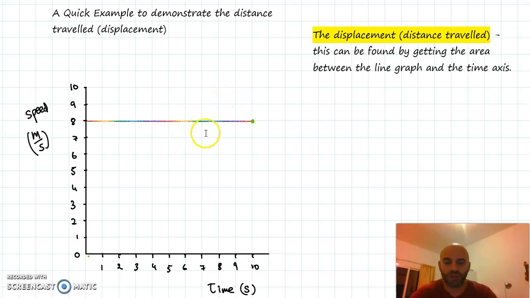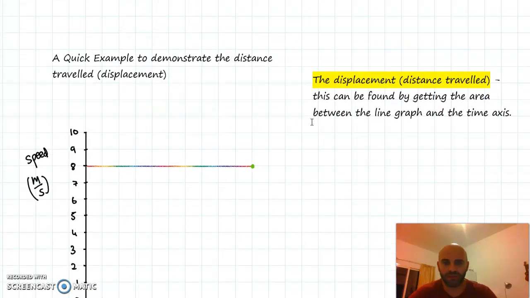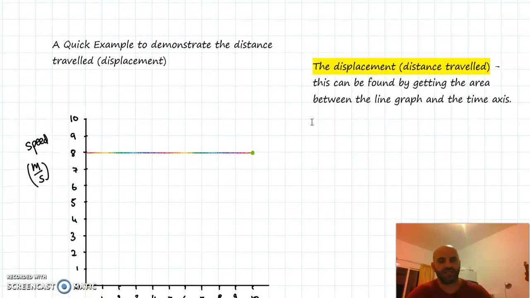Okay, before I show you how to calculate the displacement of the previous question that we have been working on, I want to show you just a quick example with a constant speed that hopefully will explain why the displacement, or the distance traveled, can be found by getting the area between the line graph and the time axis. Okay, so what I'm telling you is the distance traveled can be found from a velocity time graph or a speed time graph.